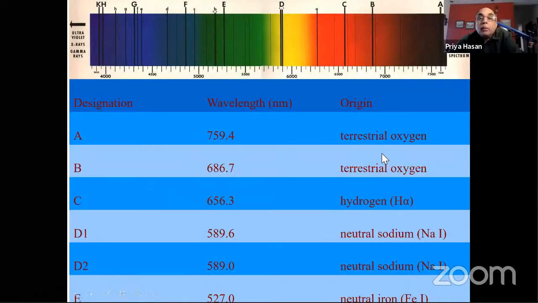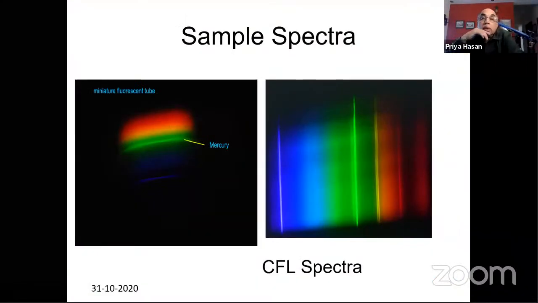For example, terrestrial oxygen appears at 759.4 nanometers and at 686.7 nanometers. Hydrogen is at 656.3. Sodium is at 589.6. So from seeing these dark lines on the spectrum, you can tell what chemical compositions are present in our atmosphere and in objects which are further off. You can subtract what our atmosphere will give, and the things which remain will be the ones in the object there. So these are the kind of spectra you will get if you use a CFL.